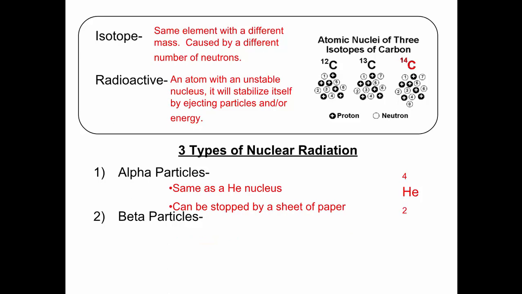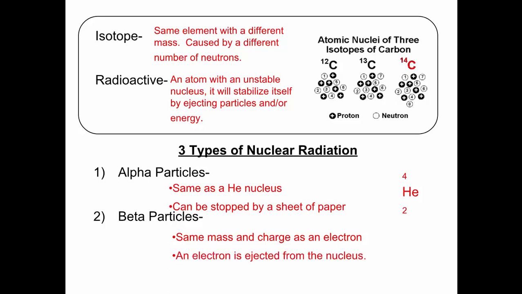Beta particles are basically an electron. They have the same mass and same charge as an electron. That's what we call a beta particle. So, are electrons larger or smaller than other subatomic particles? What do you think? Abby? Smaller. Much smaller, yeah. So a beta particle is when a nucleus breaks down and ejects an electron from the nucleus.